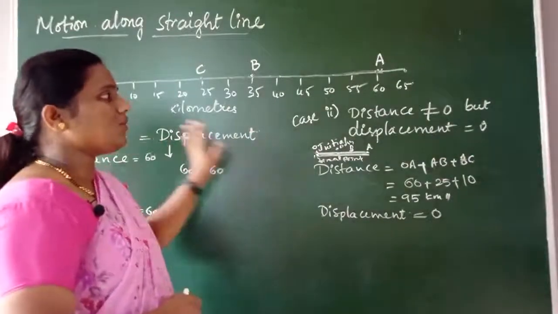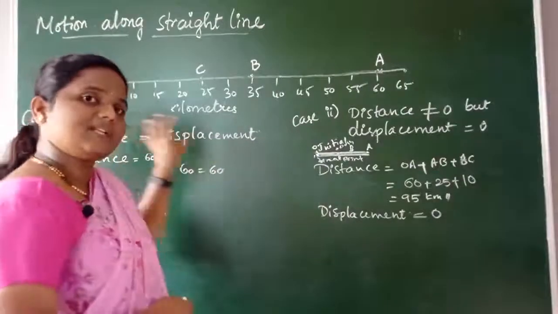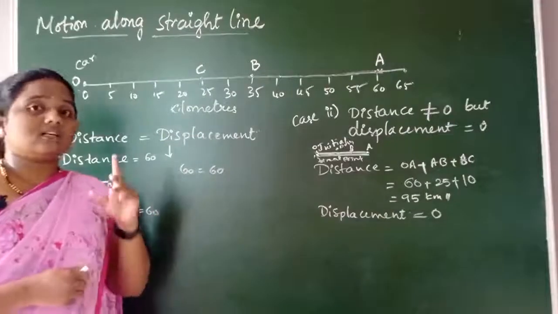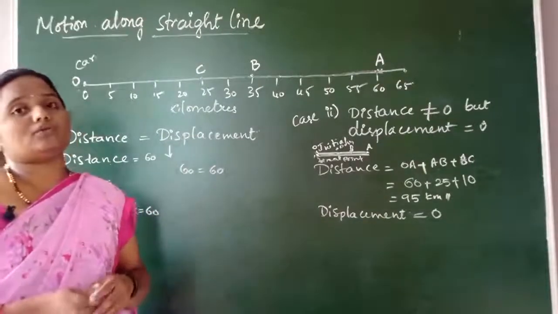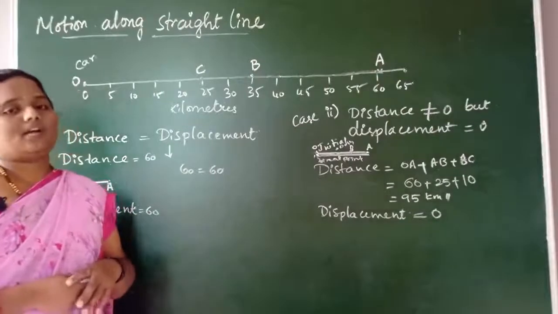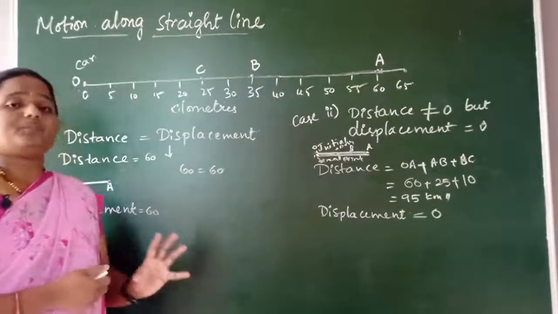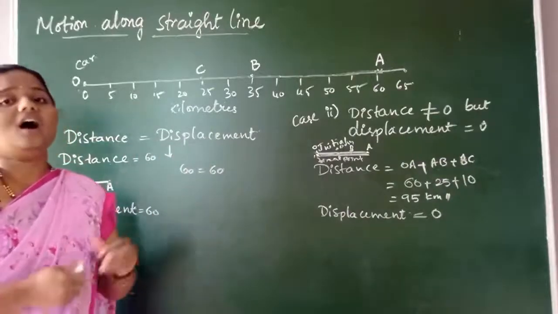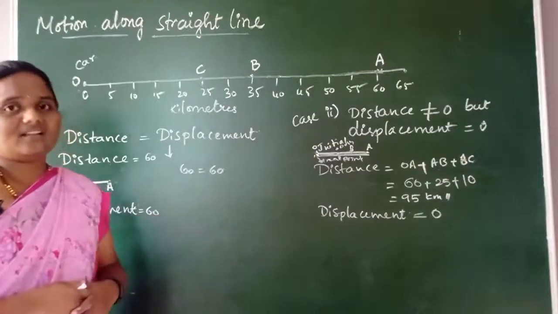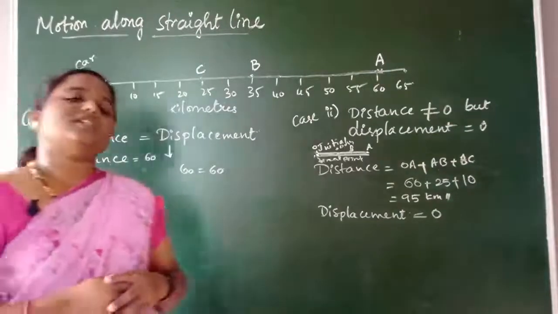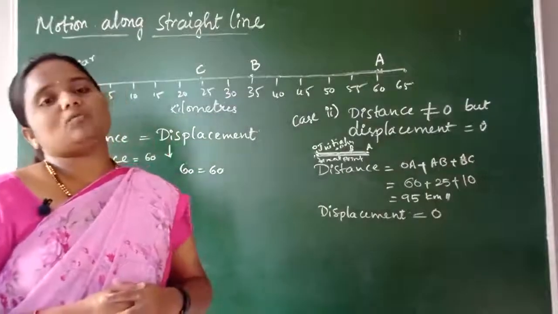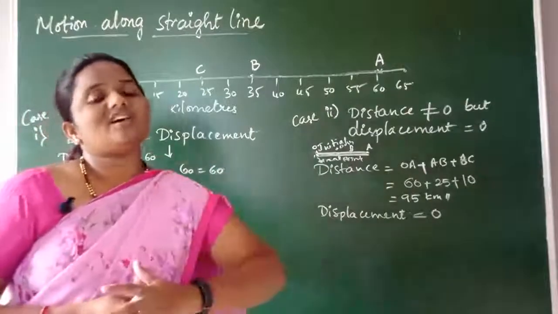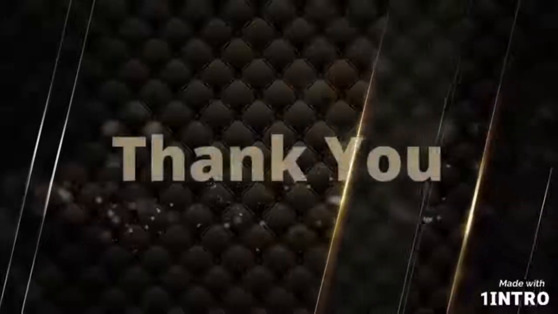It means that in the two cases, distance can be equal to displacement, and in the second case distance cannot be equal to 0 but displacement can become equal to 0. It means that these two physical quantities are helpful in understanding motion, children. Is the concept clear? Yes. In today's class, children, we studied what distance means and what displacement means, and also we studied motion along a straight line.